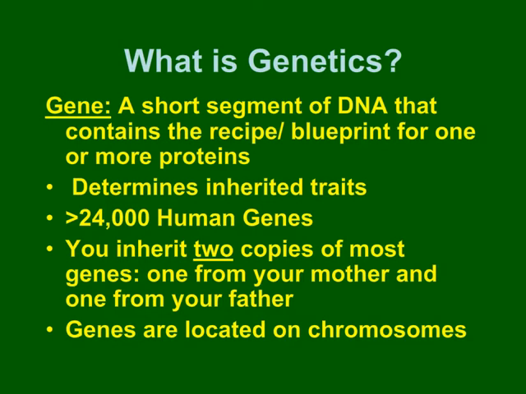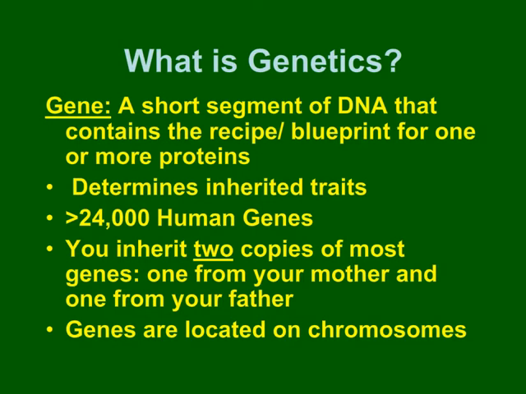We know now that there's approximately 24,000 genes in the human genome. This number is a lot lower than we used to think it was, because the study of genetics, specifically human genetics, is one where there's a lot of new work going on all the time. Now, what we do know about genetics is that you inherit two copies of most genes. You get one of these from your mother and one from your father.